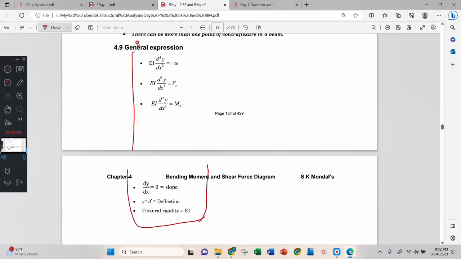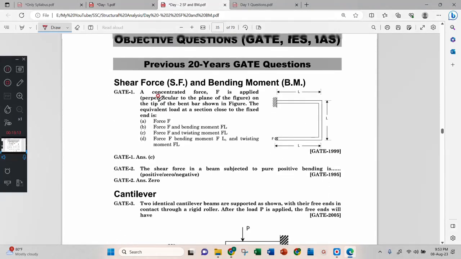Correct? They have told it like this. Y is the deflection, dy by dx is theta, over differentiation m, shear force to load. Correct? Now objective type questions are there.